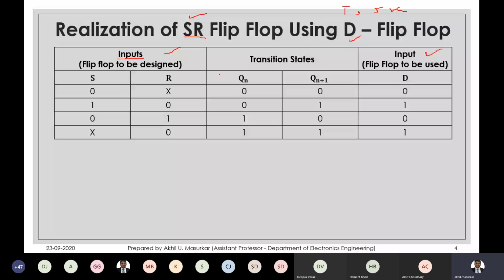So S and R, whenever we write, it is in terms of Qn and Qn plus 1. And whenever we write D, it will also be in terms of Qn and Qn plus 1. So in a way, S and R are functions of Qn and Qn plus 1, and D is also a function of Qn and Qn plus 1. So please write this table in this way.